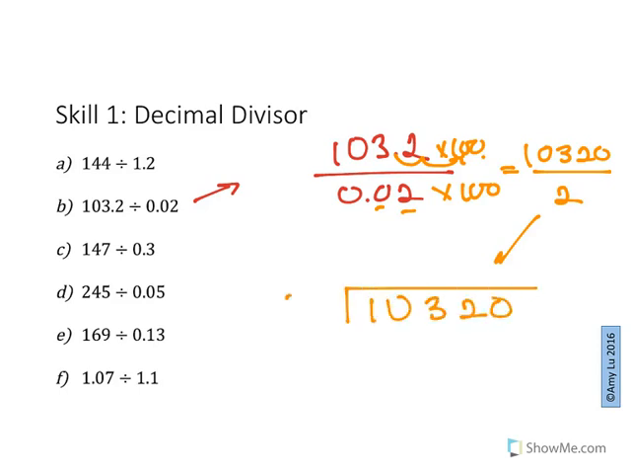So now I just set it up in my standard way of dividing. I divide this by 2. 2 goes into 10 with short division 5 times. 2 goes into 3 once with 1 leftover. 2 goes into 12 6 times with no leftovers, and 2 goes into 0 0 times. So my answer is 5,160, and I'm done.